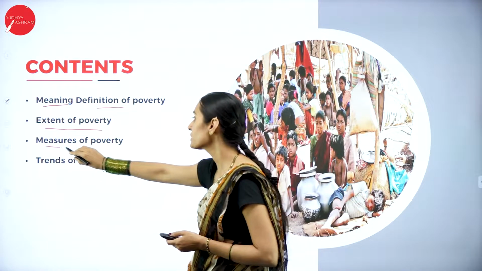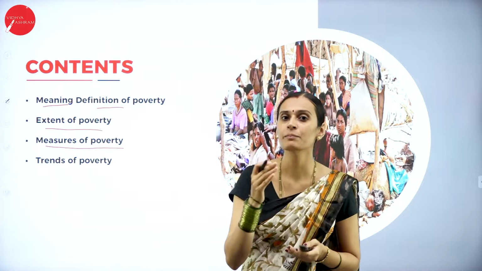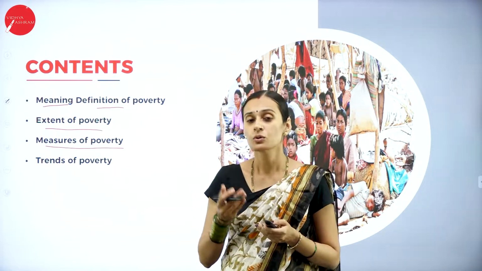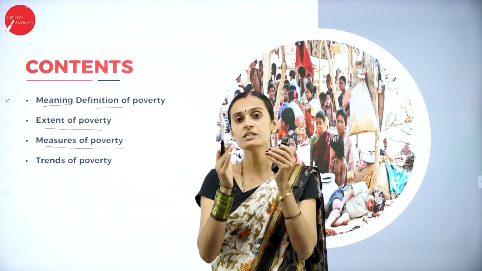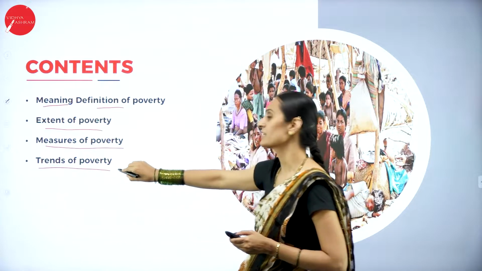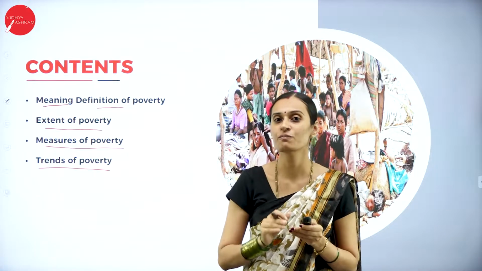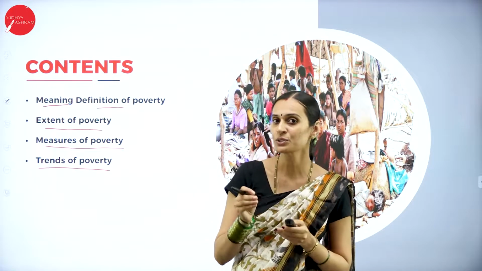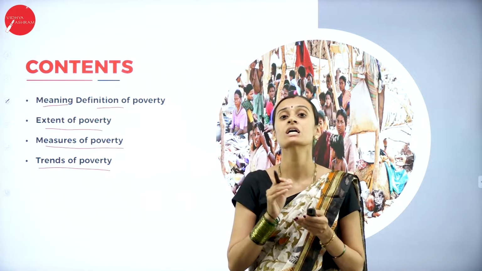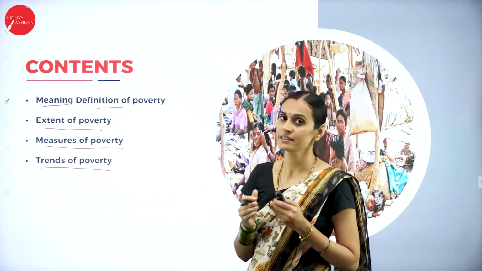And the next one, measures of poverty. How to measure poverty? There are so many methods of measuring poverty, such as income, poverty gap and head count ratio. So we are going to discuss different methods of measuring poverty. And the next one, trends of poverty. In this content, we are going to discuss the real trends of poverty in India, with comparisons of 1970s, 2012 and 2020 data. So these are all the different contents we are going to discuss in this session.